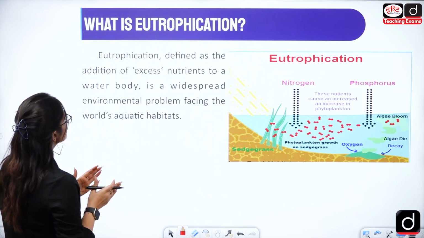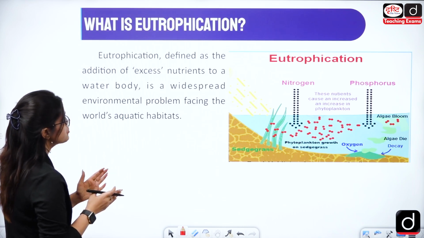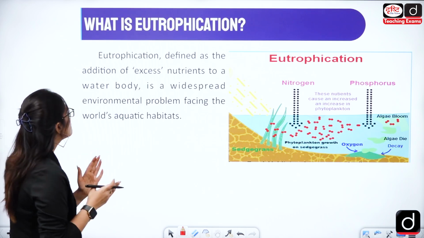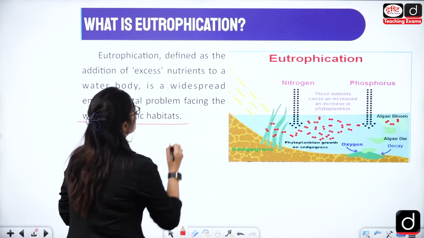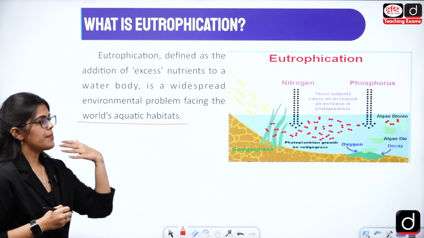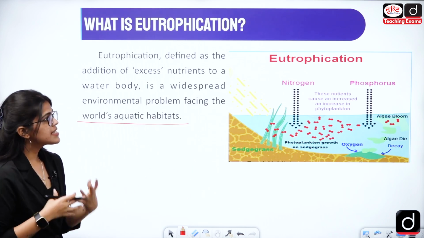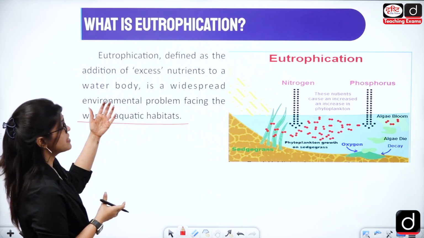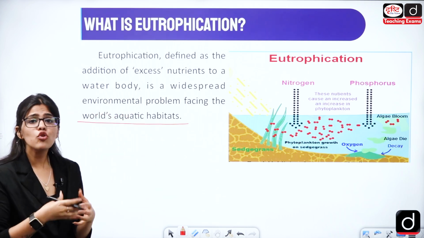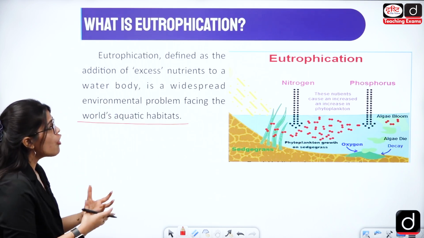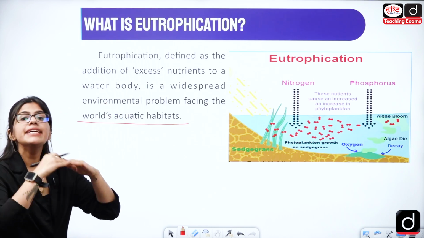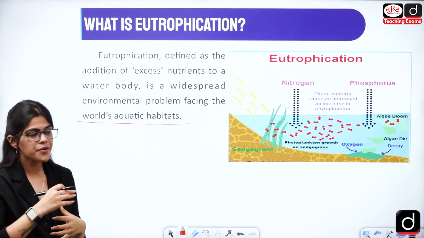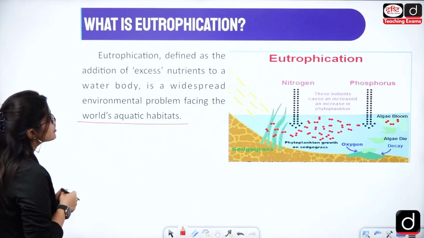Eutrophication, defined as the addition of excess nutrients to a water body, is a widespread environmental problem faced by the world's aquatic habitats. So you see that nutrients like nitrogen and phosphorus are always present in the water, but when these nutrients increase, the growth of algae hinders the growth of the other aquatic plants and animals that are there. So this process is called eutrophication.